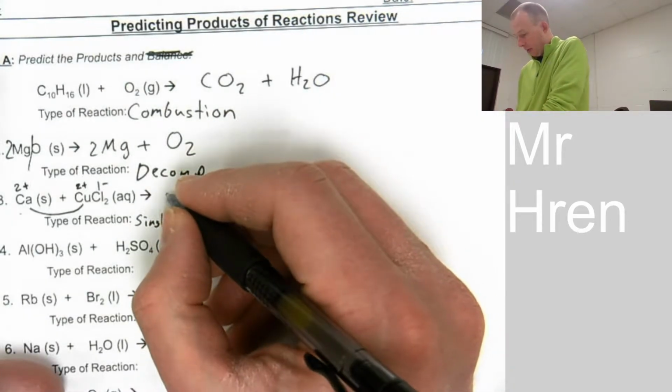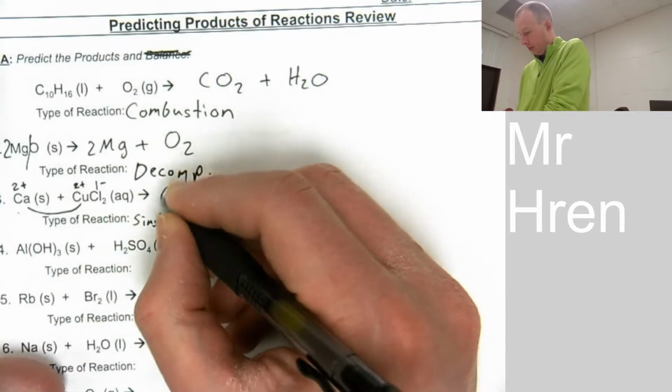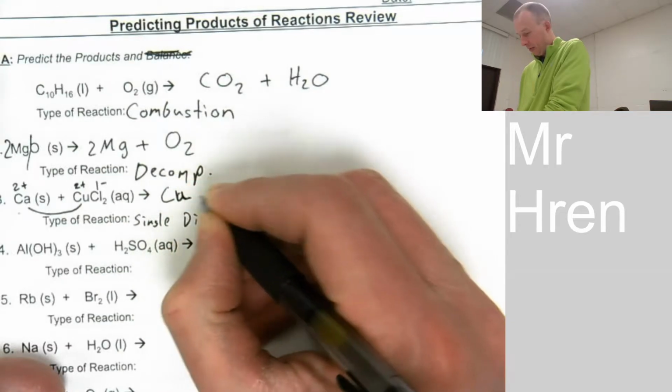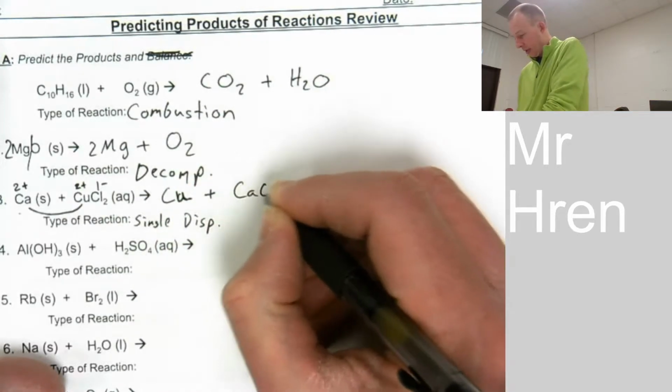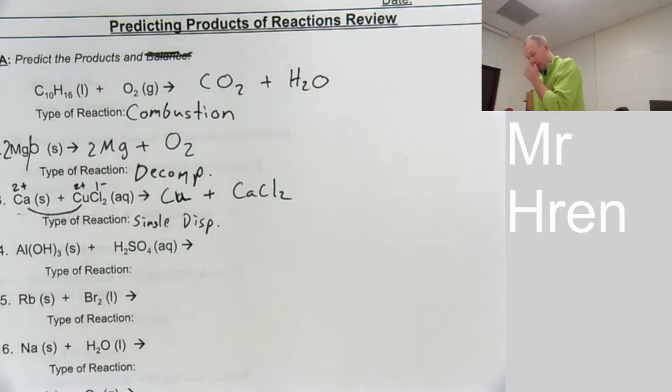So you will end up with copper being removed. So you'll have copper by itself. So that's Cu plus CaCl2. So the reaction goes forward.